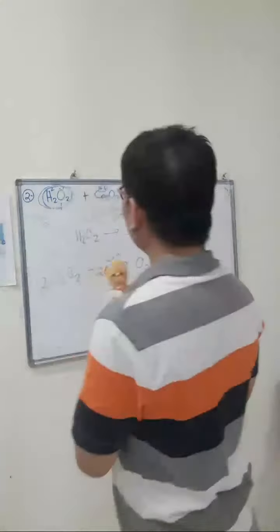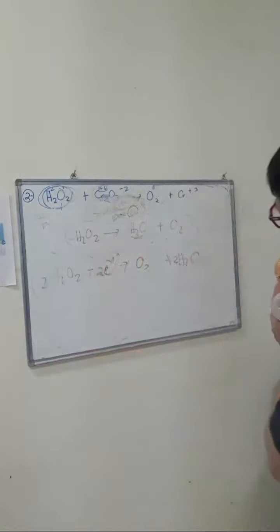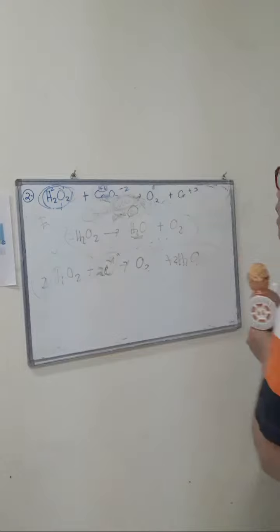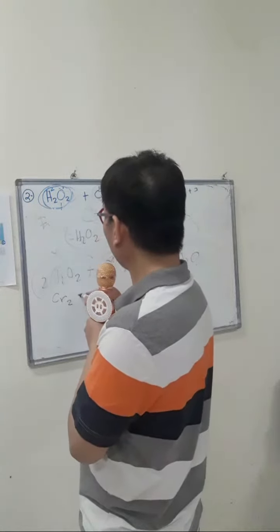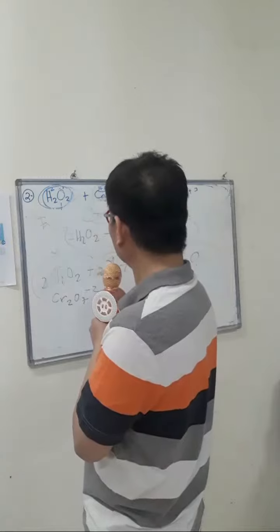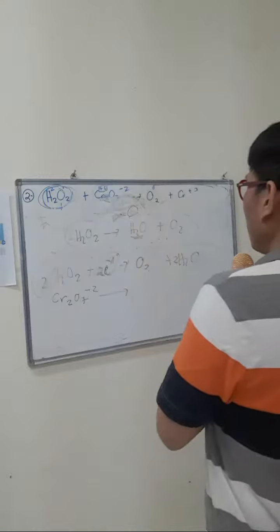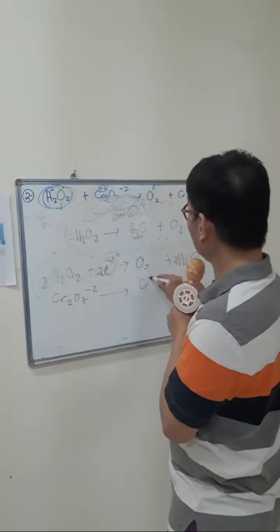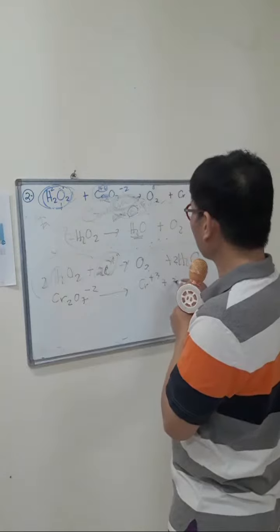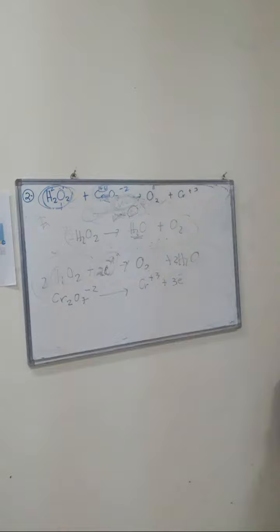Now, going to the next one. If it's given electrons, it's the loss of electrons, so you have to add electrons in the product. Cr2O7 negative 2 equals, and then we have the 3 electrons. So, chromium positive 3 plus 3 electrons. Balance the number of moles.